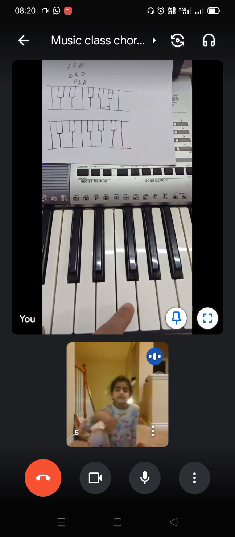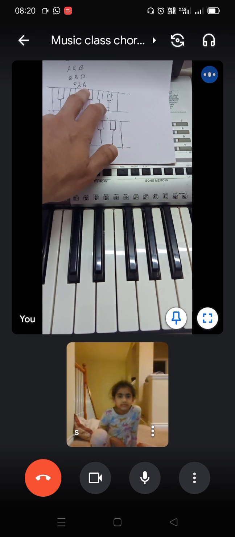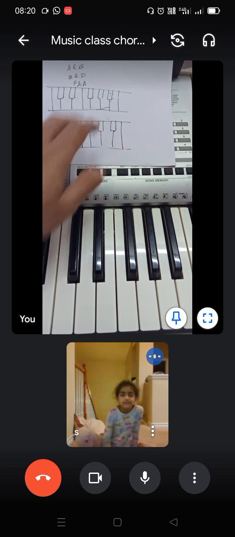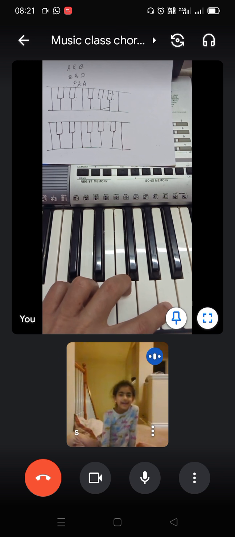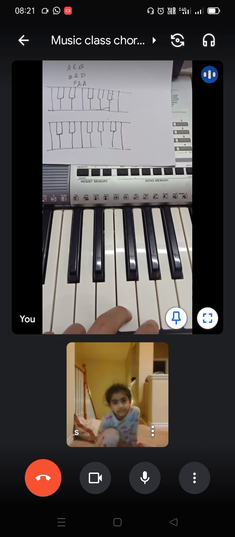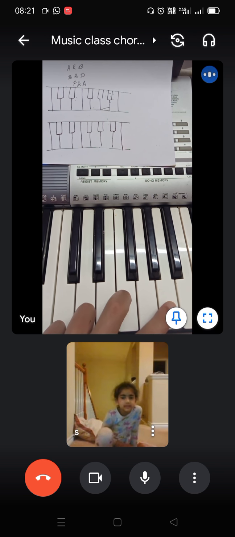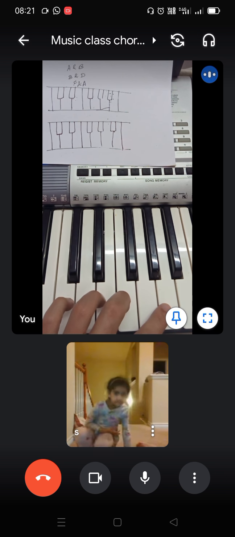Okay. And what is the second note we want? We want the A, right? So this is the F note. What is this note? It is G, and then the next note is A. Right. So we want to find out the distance between F and A. Correct? Yeah.